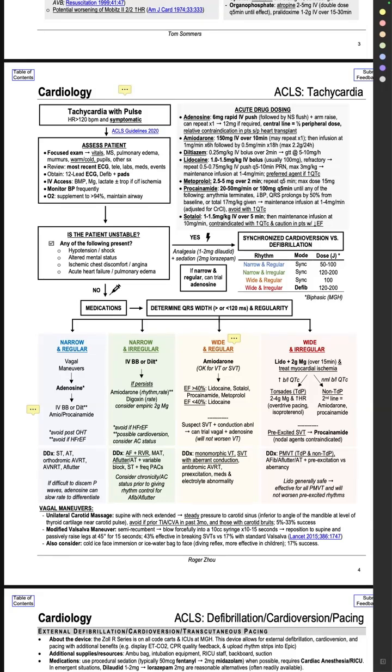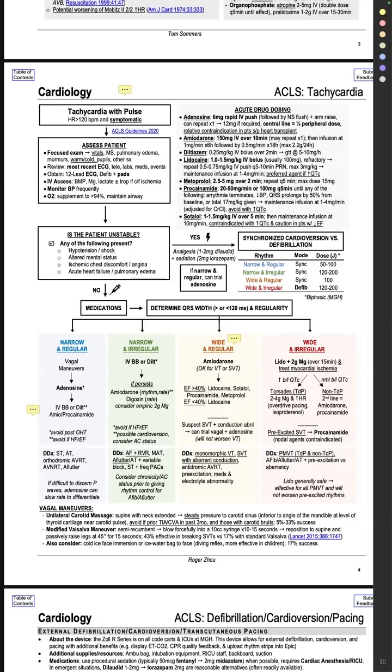But let's talk about narrow and irregular rhythms. These are atrial fibrillation with rapid ventricular rate, or atrial flutter, and so on. First thing you do is IV beta blockers or diltiazem, and I've already mentioned this. If that persists, then you do amiodarone, and you can also try digoxin. And let's talk about wide and regular. This is your monomorphic ventricular tachycardia or SVT with aberrant conduction.